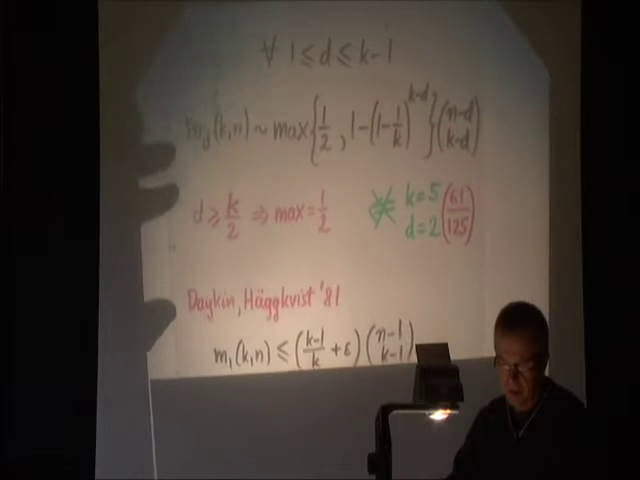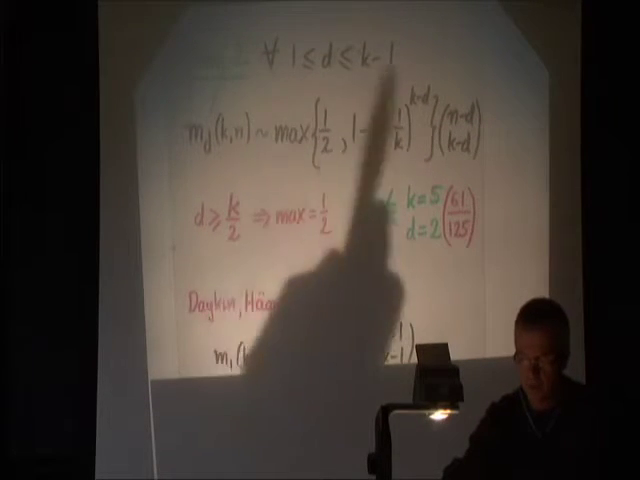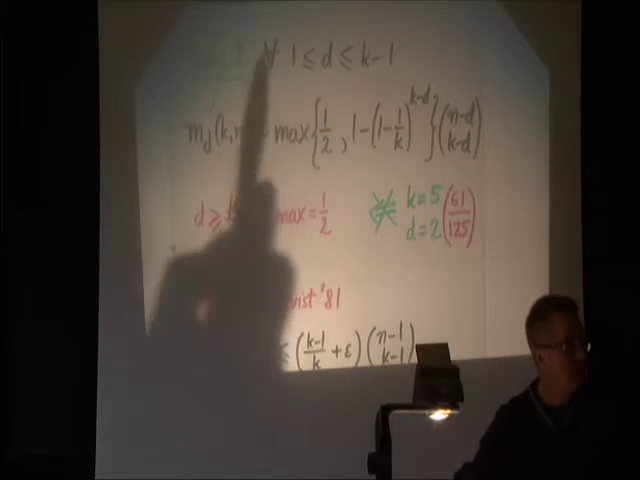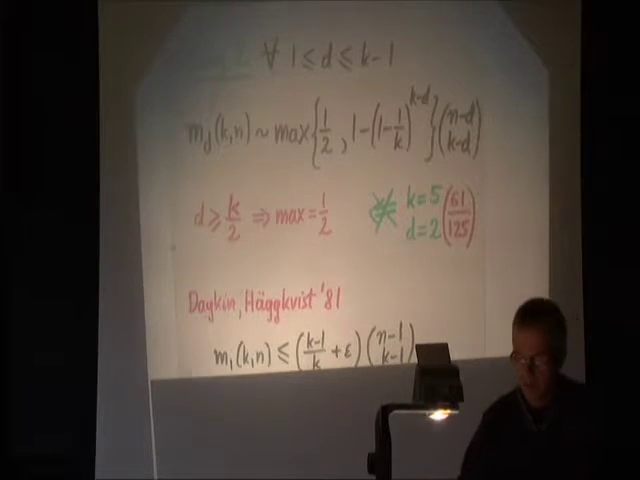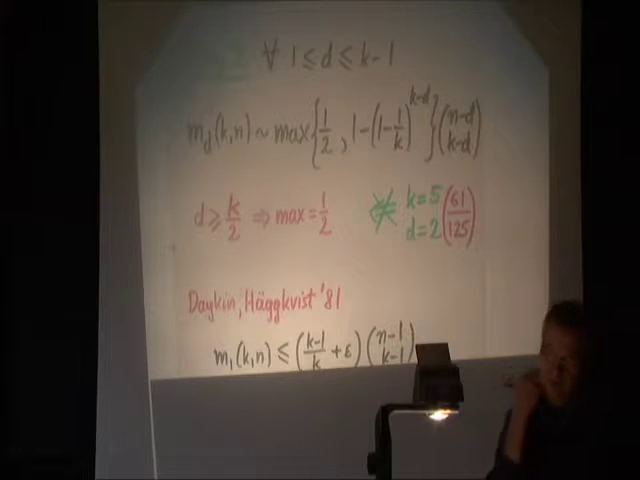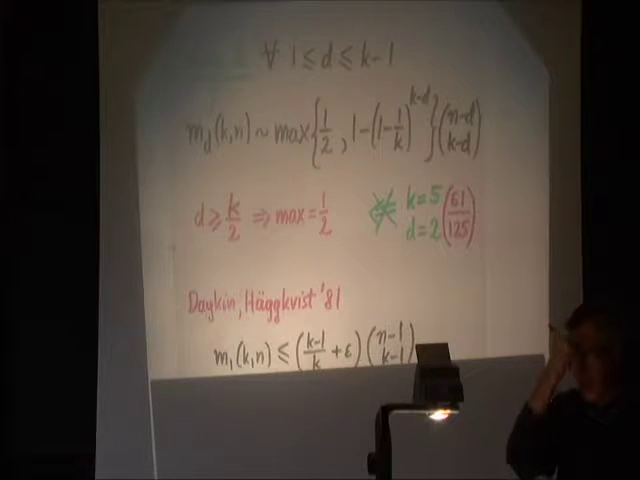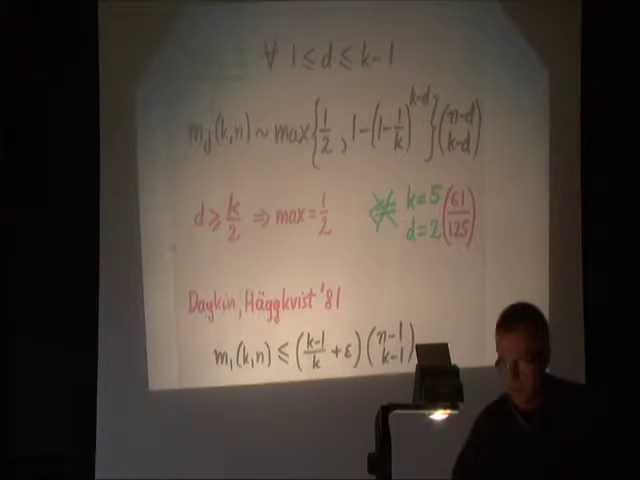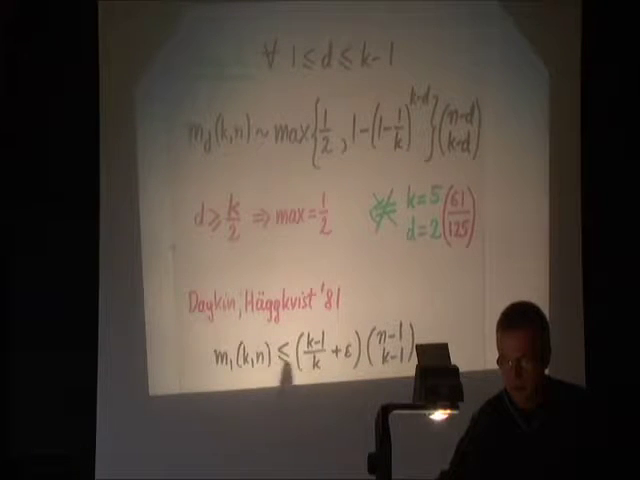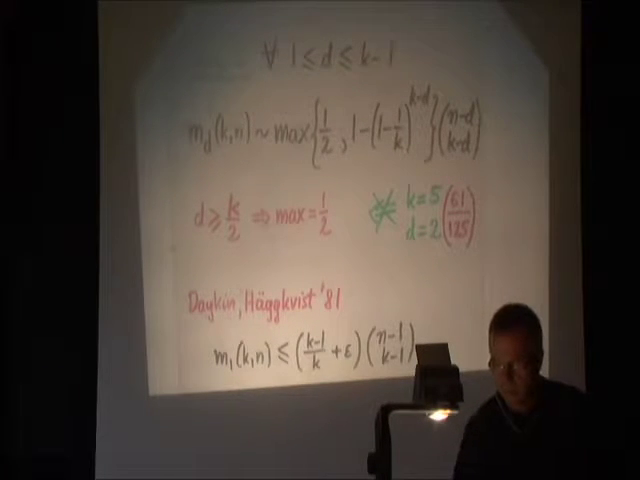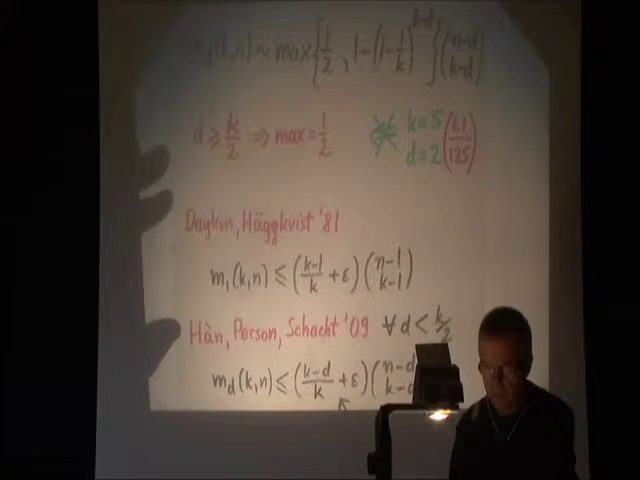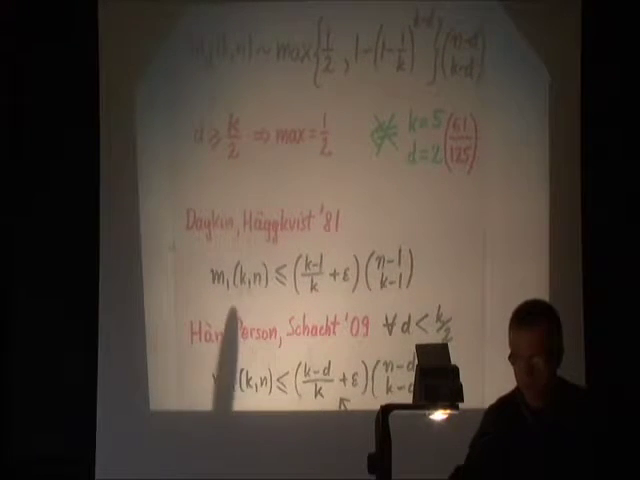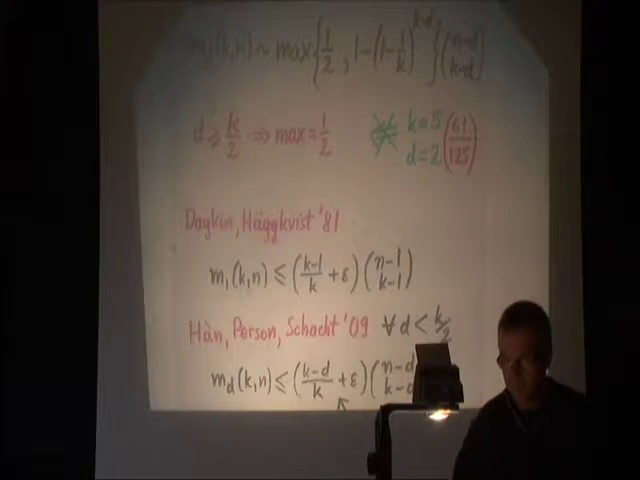Now there is some history to those problems. For this smaller d. This is for all, but of course we know it already for all the d at least k over 2. We only want to know the smaller half of this range. But Daykin and Häggkvist maybe were the first to consider this question back in 1981, and they proved this bound. So asymptotically, this is weaker than the bound here. Then Hàn, Person, and Schacht did generalize it for arbitrary d. That was just for d equal to 1. This is for any d less than k over 2.